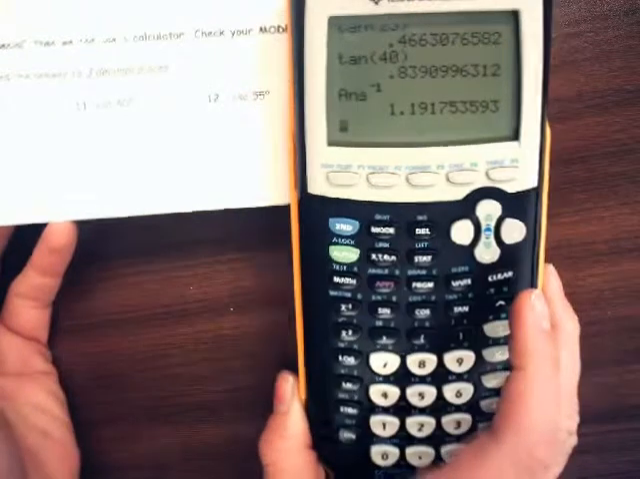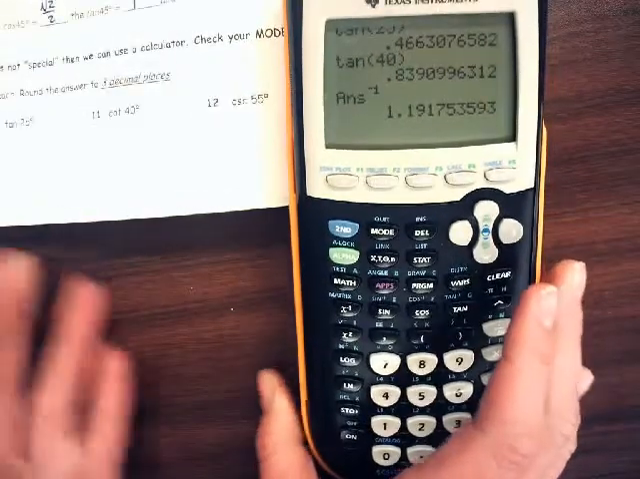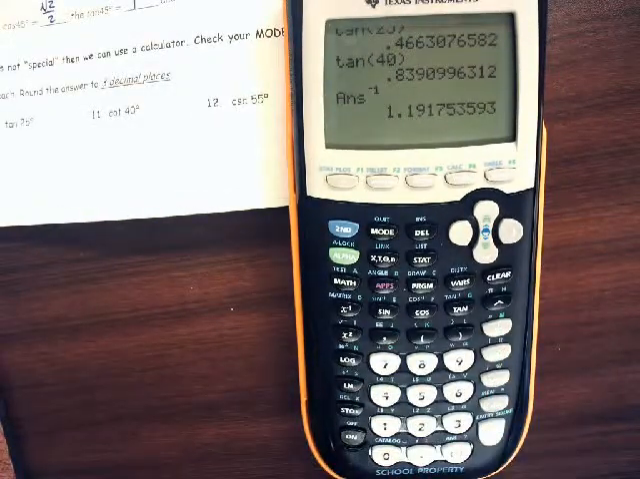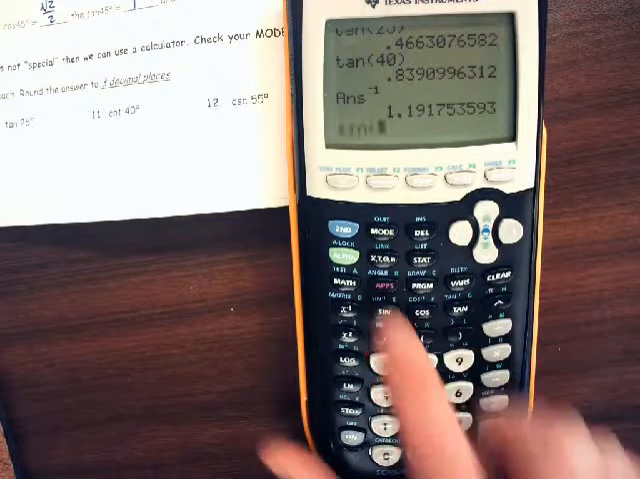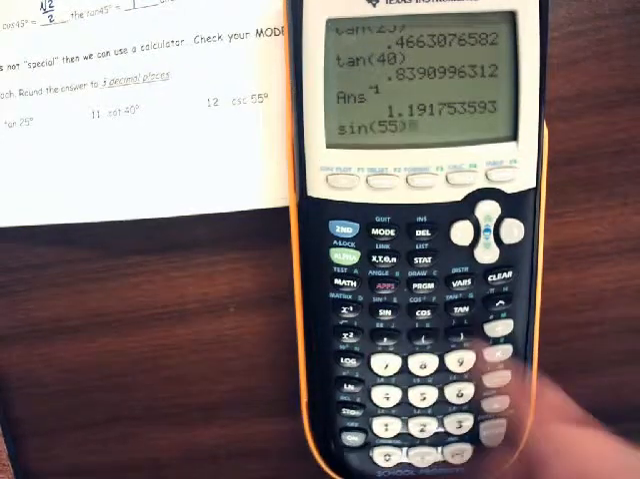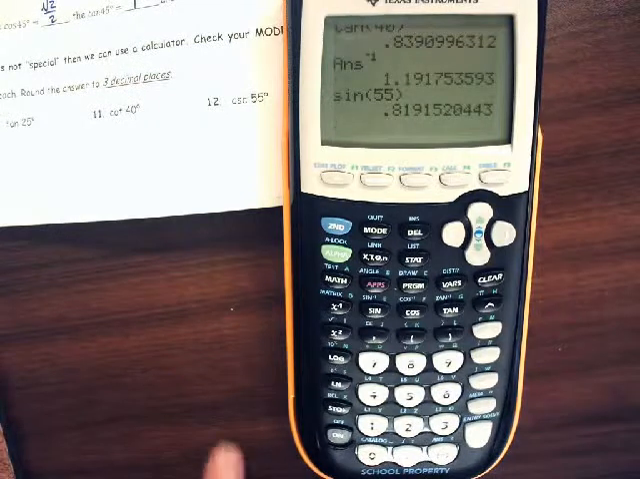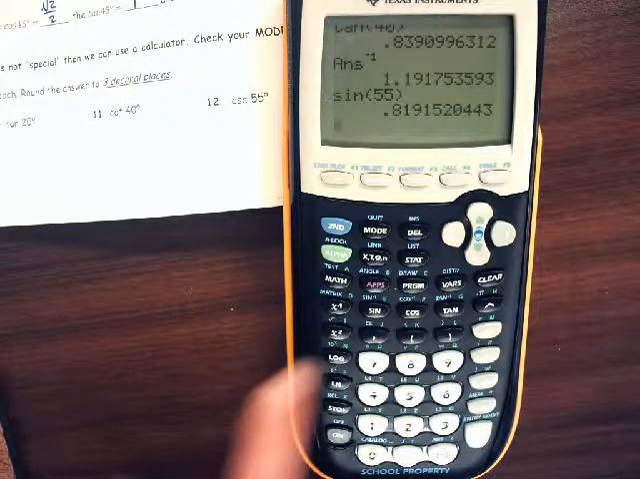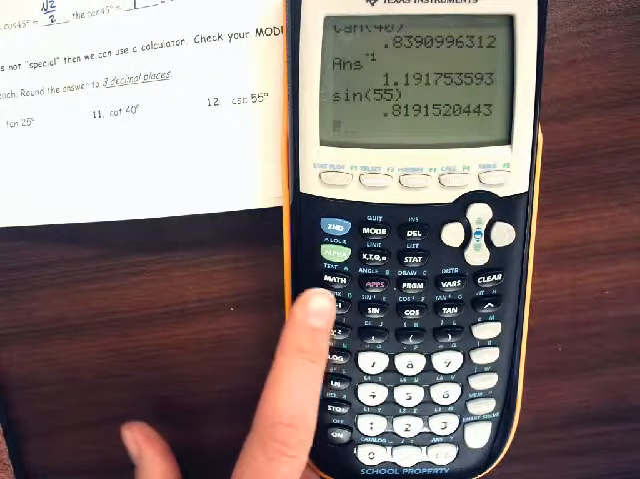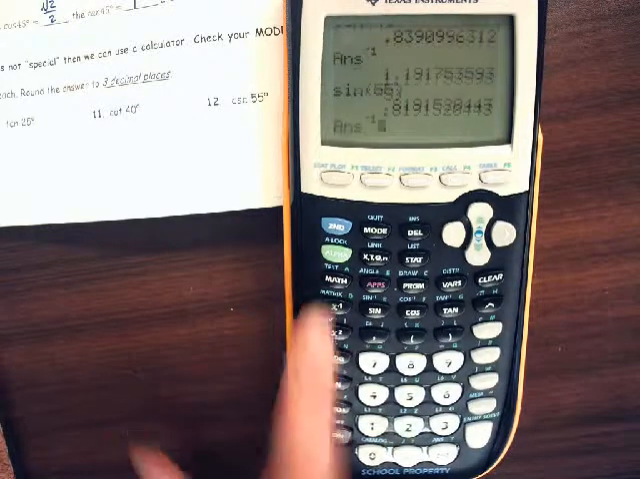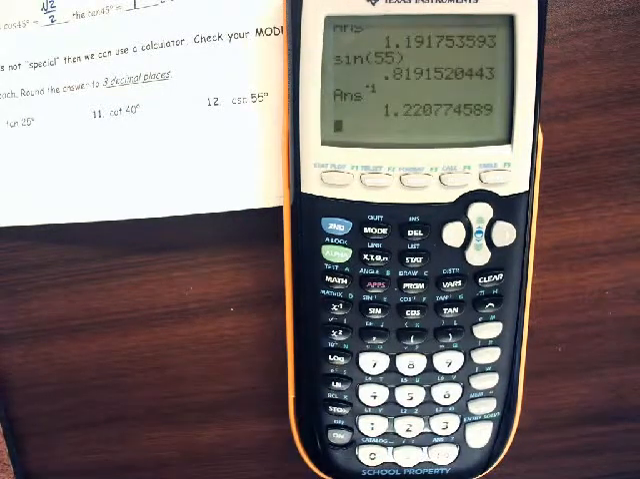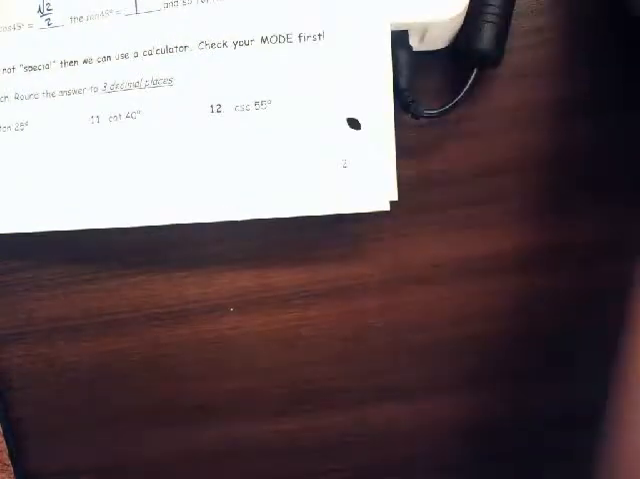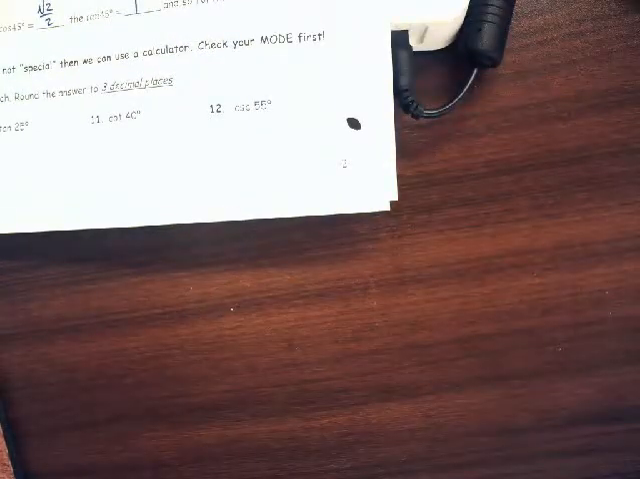The last one says cosecant. So let's remember that the inverse of the cosecant is sine. So if I take sine of 55 and push enter, and then I just use this little inverse button right here, x to the negative 1, push enter, and I get 1.22. That's it for 8.1 Day 1 notes.